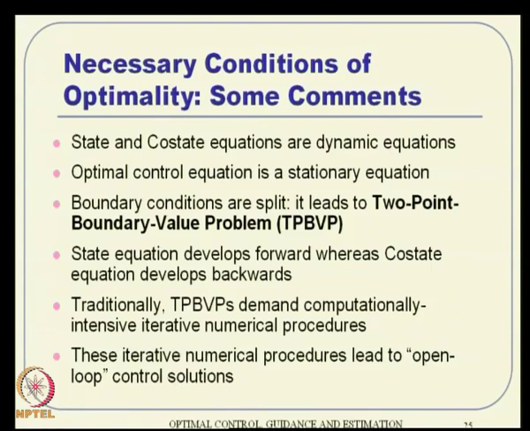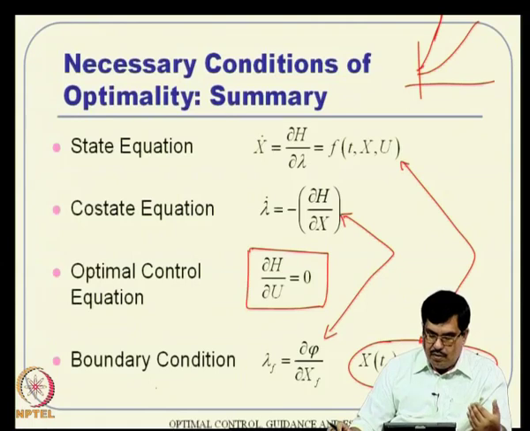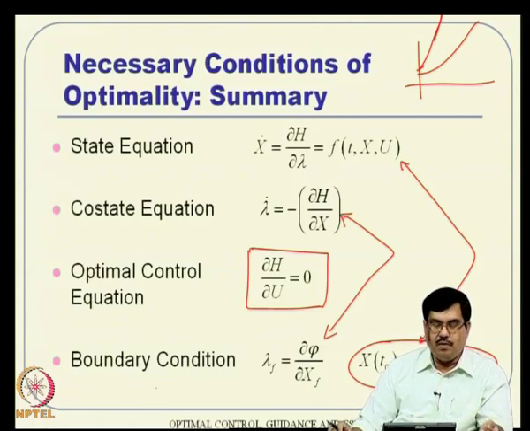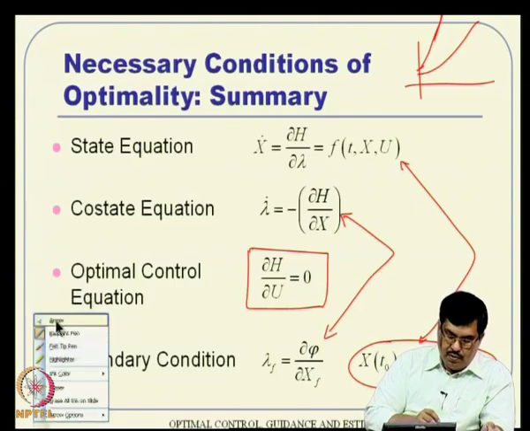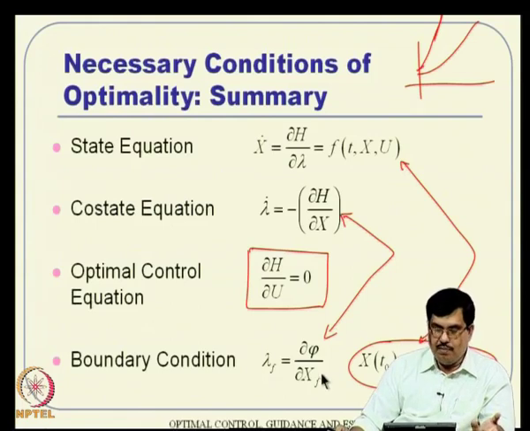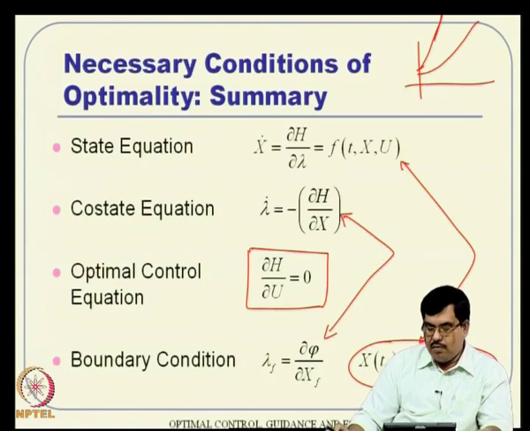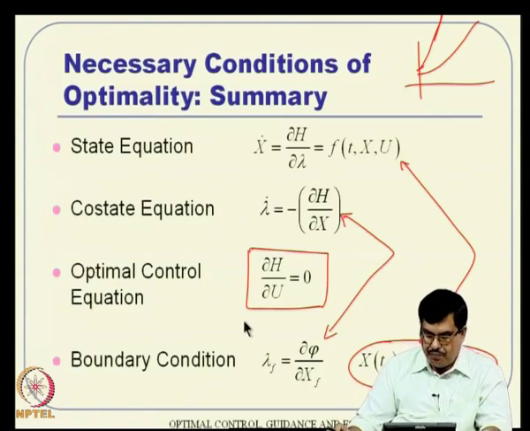This is the so-called curse of complexity. What you are ending up with is a situation where you have to deal with a complex problem. Instead of an n dimensional problem you end up with a 2n dimensional problem, the boundary conditions are split, and the nature of the differential equations is opposite. And unless you solve it you do not get a control anyway, and it leads to a lot of iterative procedures. This is called the curse of complexity.